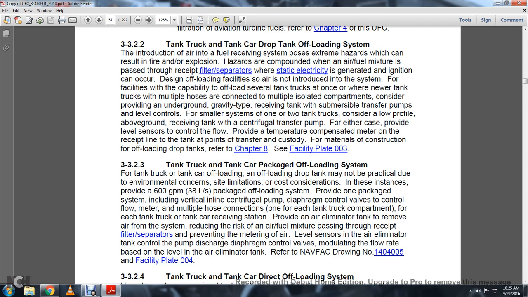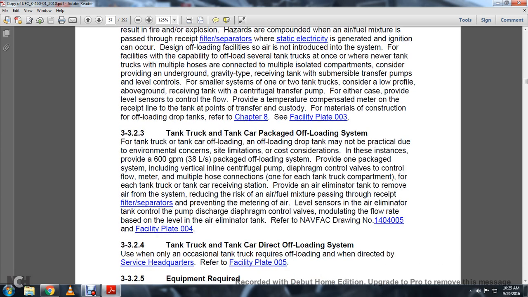Level sensors control the flow, provided with a temperature compensated meter on the receipt line and the tank, at the position of the transfer of custody. For materials of construction, offloading drop tanks, refer to Chapter 8 and Facility Plate 003.